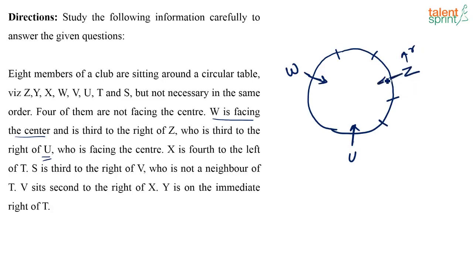Z also should face inwards. See, only if Z is facing inwards is this his right hand side. If Z is facing outward, this is going to be his right hand side. So now you have fixed U, Z and W. Now, how many people have we fixed now?